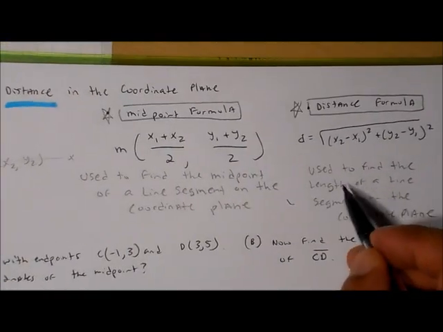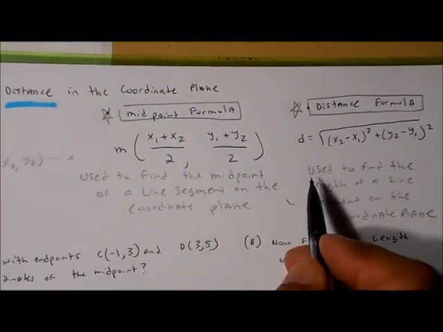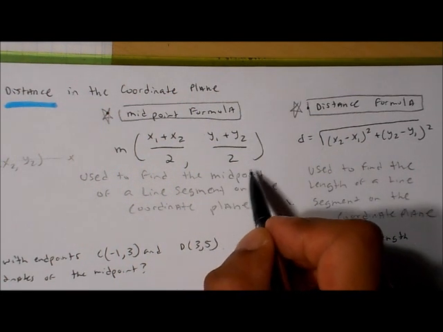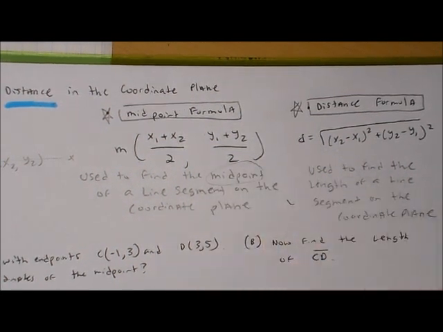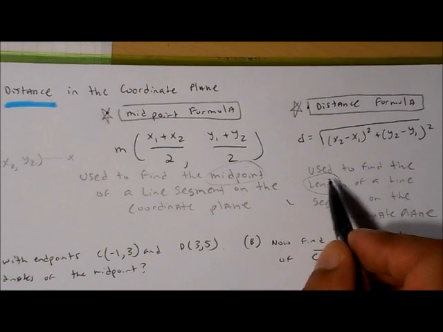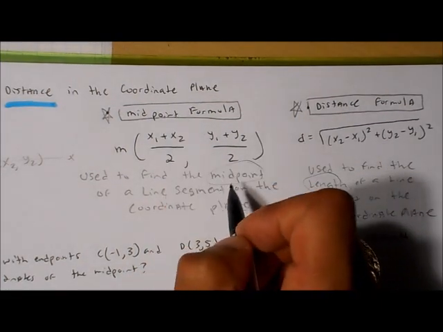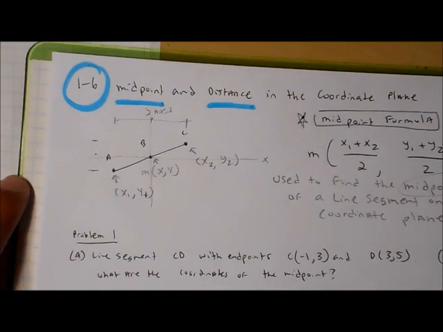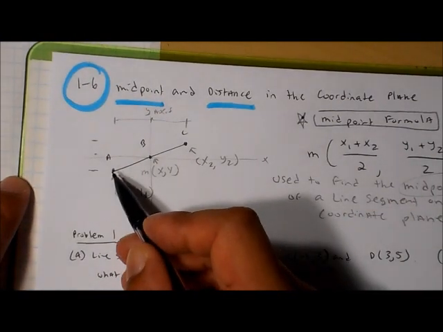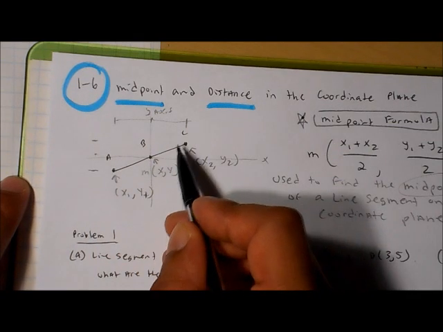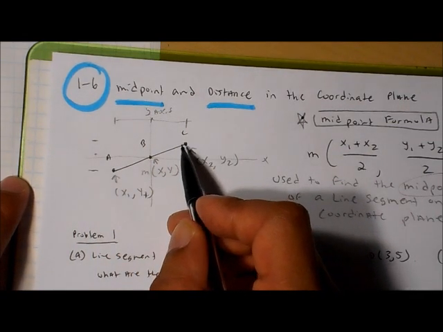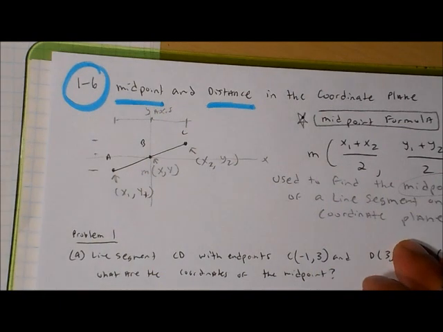So the difference between these two is what? For one we're just looking for the midpoint, and for the other we're just looking for the length of it. So length, distance; midpoint formula, midpoint of the line segment. Okay, so distance, we're just looking for how long it is from this point all the way over here. Okay, now I'll go ahead and explain it with you with a couple examples.